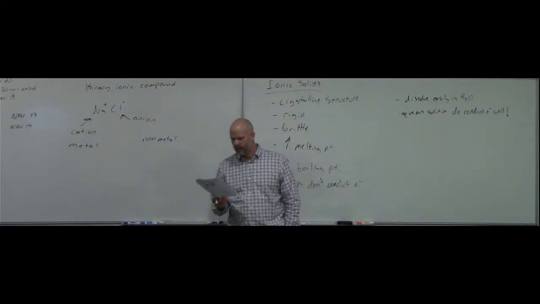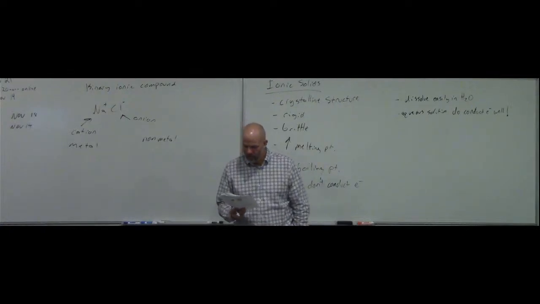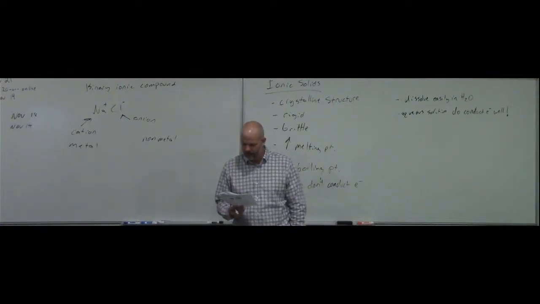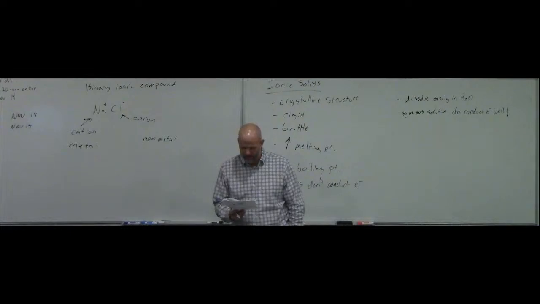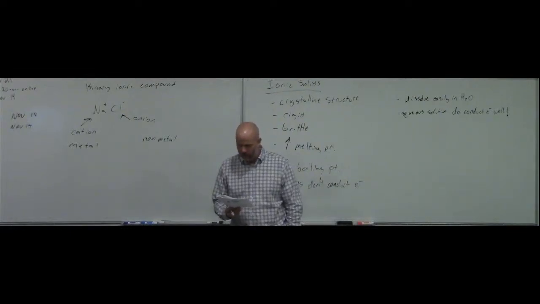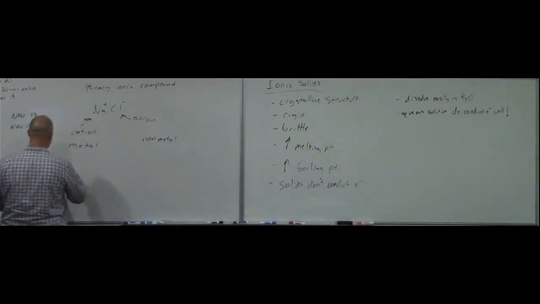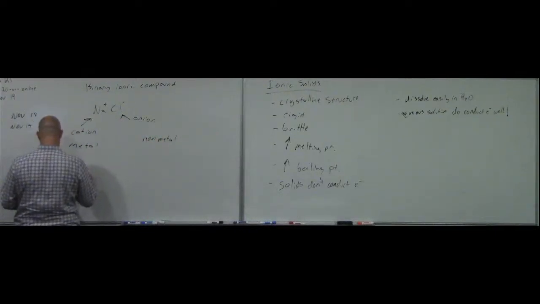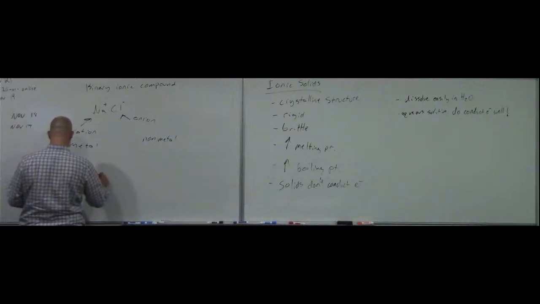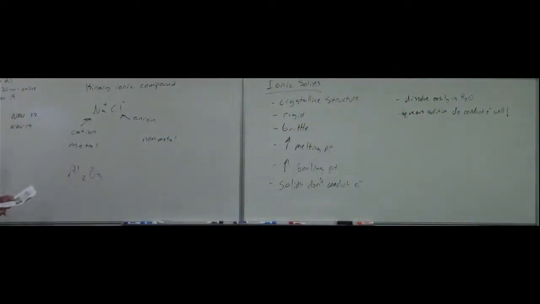Let me read this to you. The formula of an ionic compound represents the simplest ratio of the numbers of ions necessary to give identical numbers of positive and negative charges. For example, the formula of aluminum oxide, Al2O3, indicates that this ionic compound contains 2 aluminum cations for every 3 oxide anions.